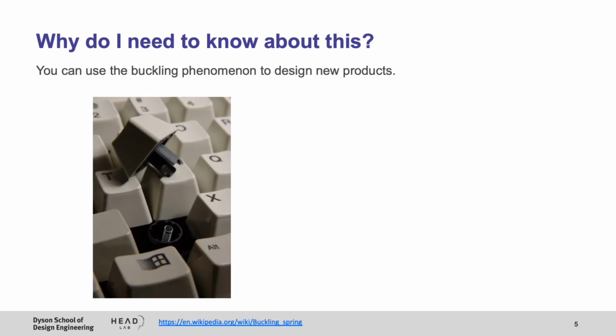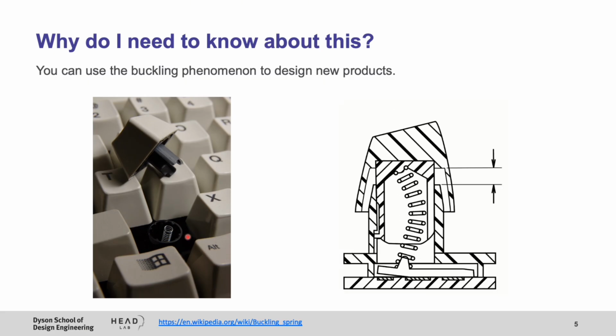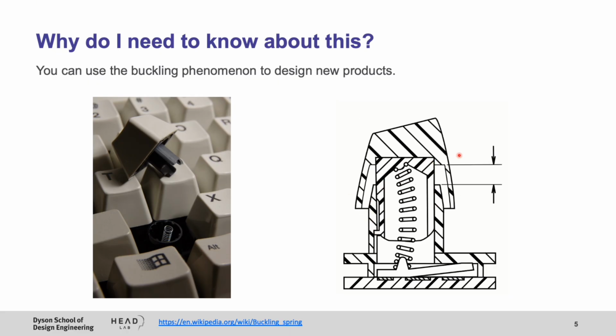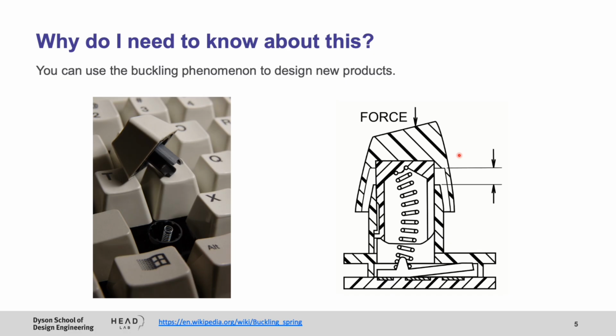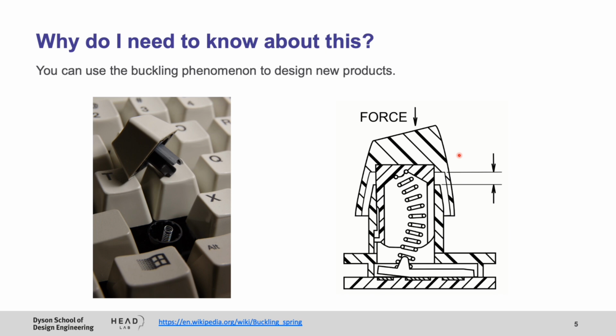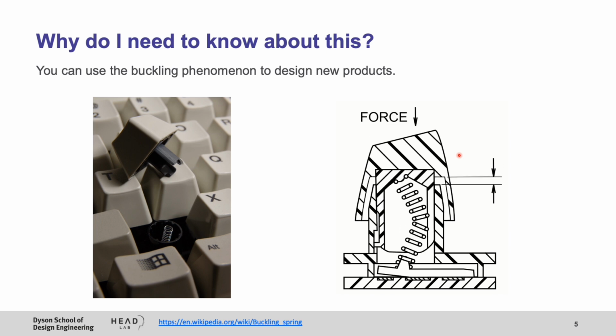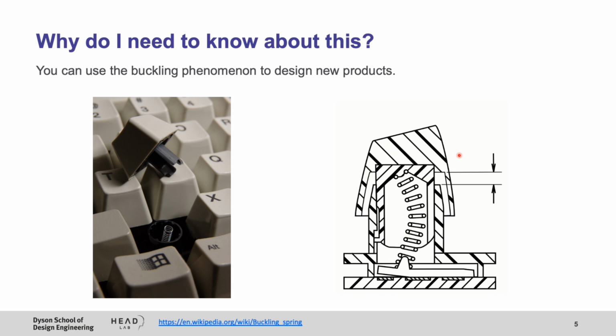Buckling is not always an evil. We can use buckling to design new products. Older keyboards used buckling. An example is shown here. This spring inside the key buckles under the compression and it gives the release feeling under the finger. So essentially the compressive energy in this spring is suddenly changed to bending energy, leading to a reduction in the compressive force.